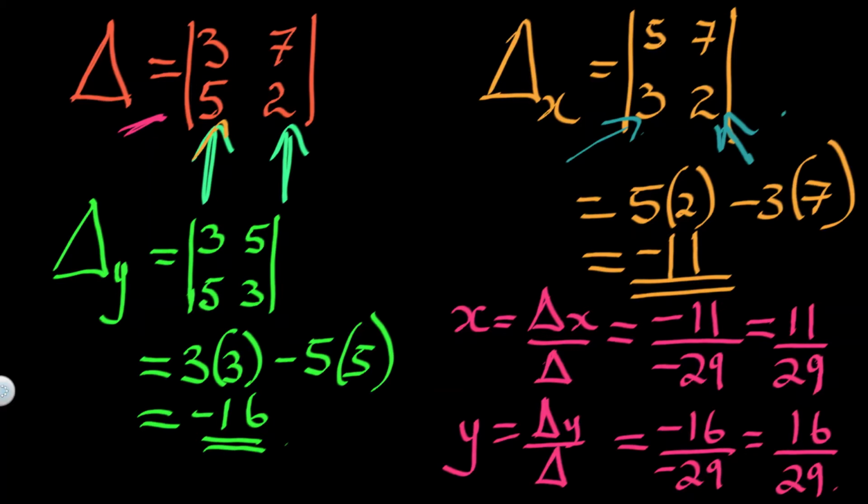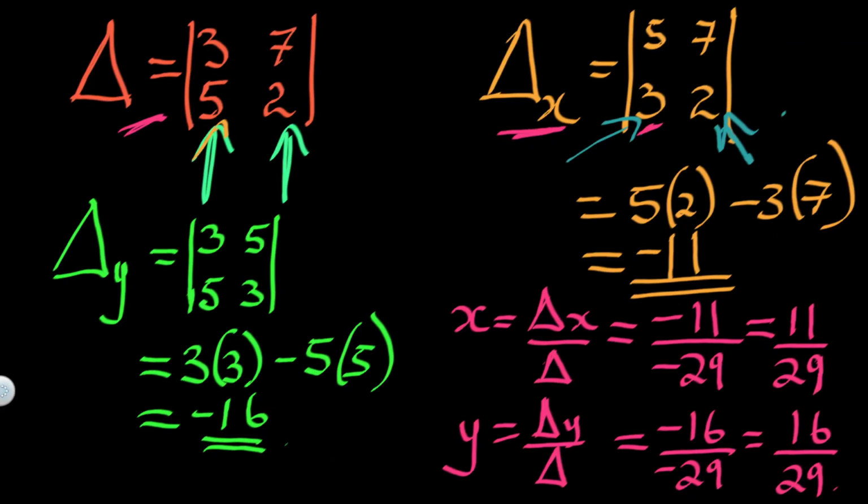If we're looking for delta x, we go to our delta, we replace the column of x coefficients with the constants, which were the numbers to the right of our equal sign. In our case, it was 5 and 3. That's why we have 5 and 3 here, replacing 3 and 5. It's just a coincidence that it's still the same numbers, 5 and 3, but just take note of what they are representing. This 5 and the 3 are simply representing the constants in our original equations.